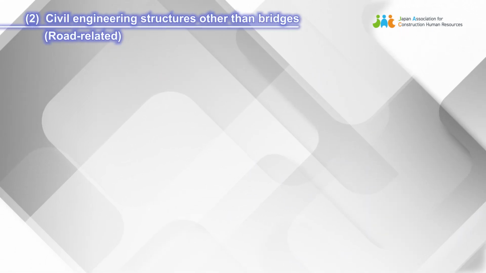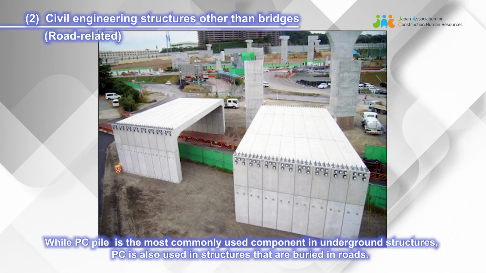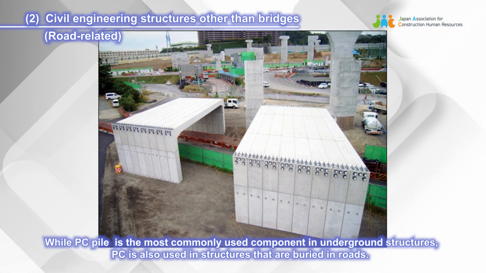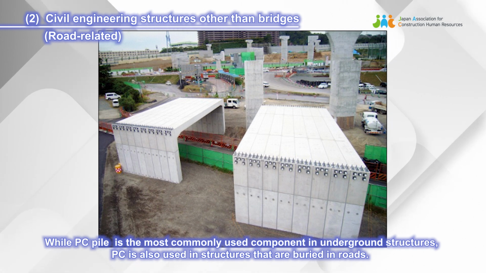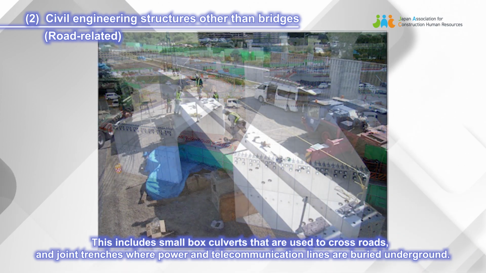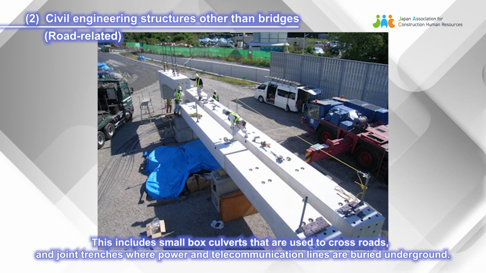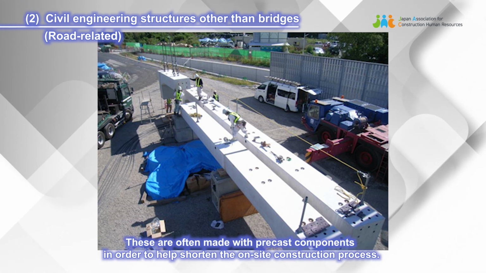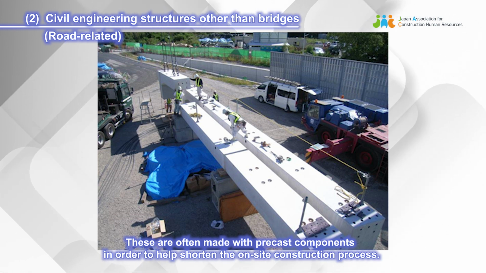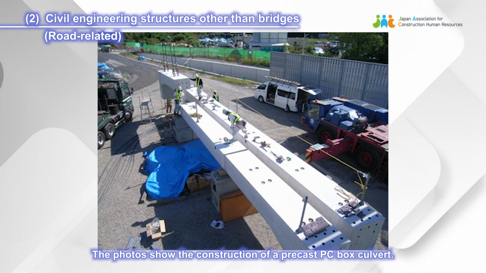Civil engineering structures other than bridges, road-related. While PC pile is the most commonly used component in underground structures, PC is also used in structures that are buried in roads. This includes small box culverts that are used to cross roads, and joint trenches where power and telecommunication lines are buried underground. These are often made with precast components in order to help shorten the on-site construction process. The photos show the construction of a precast PC box culvert.